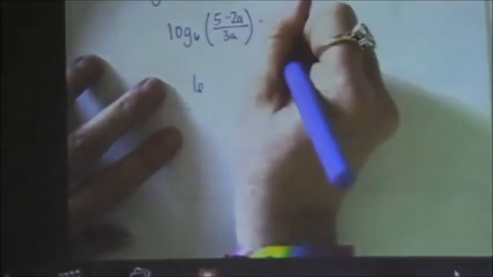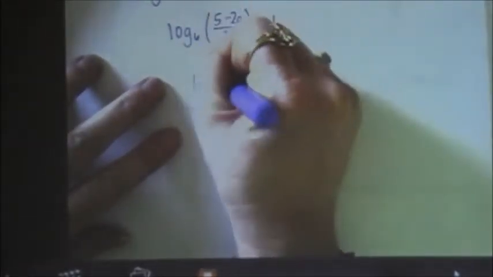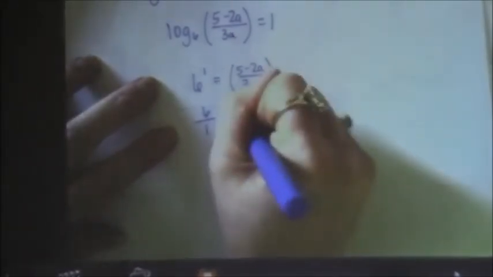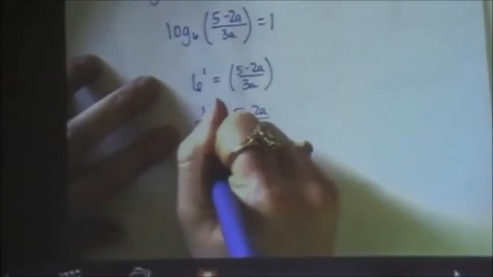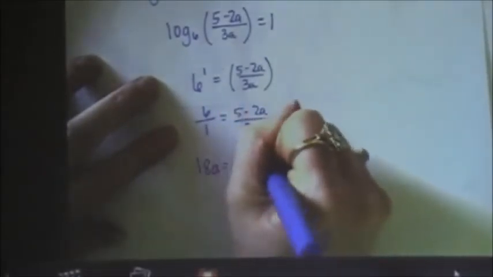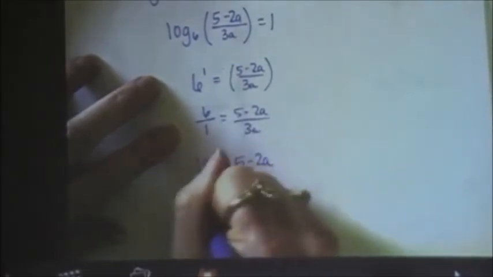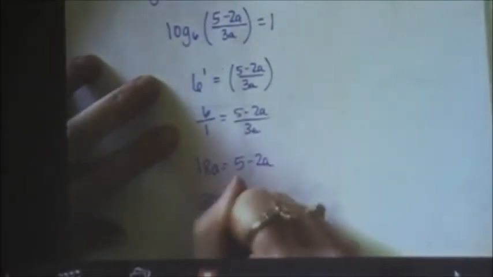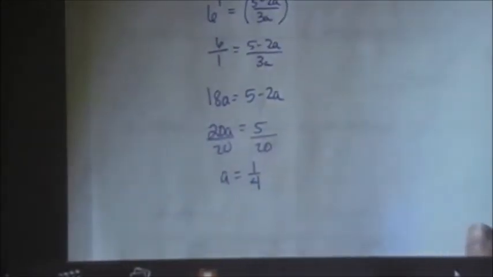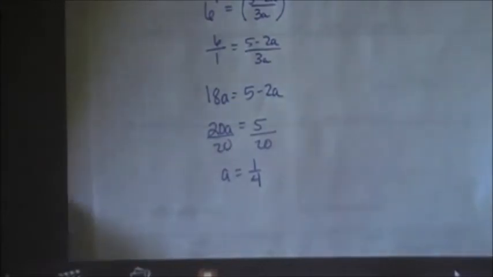Now I'm going to rewrite this exponentially. Your base is your base, your answer is your exponent, and your argument is your answer. 6 to the 1 power is just 6. If you want to look at it as 6 over 1 so that you can just cross multiply, you can do it that way. And I end up with 18a equals 5 minus 2a. So 20a equals 5. a equals 1/4. This is your final answer. That's your final answer for number 14.